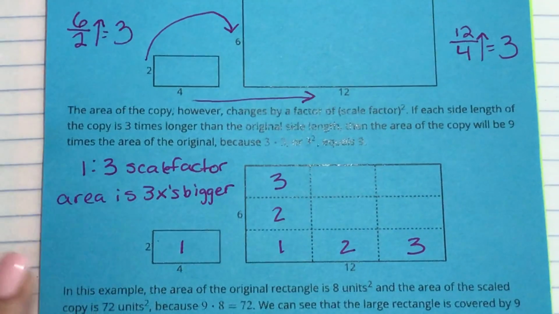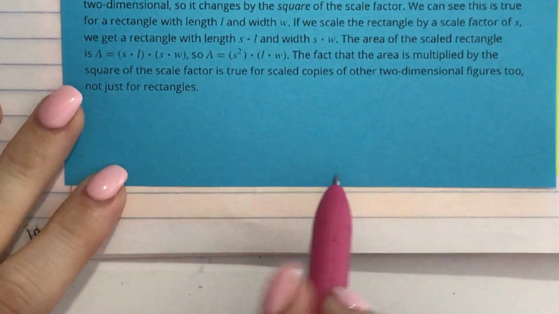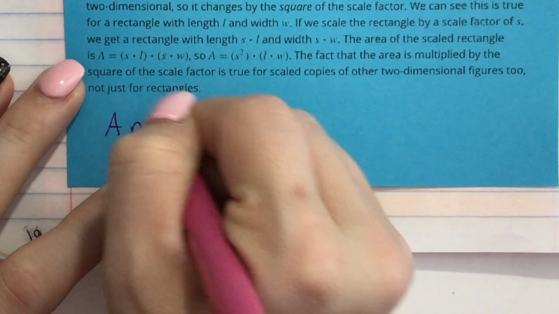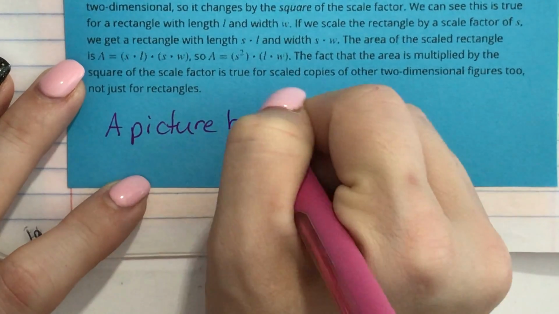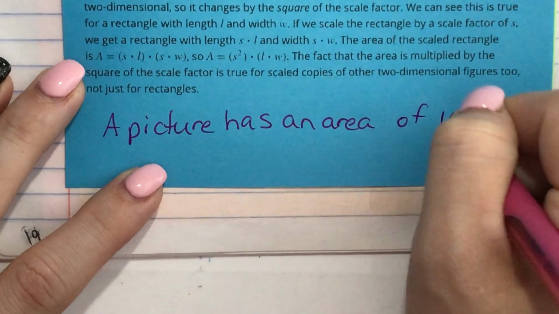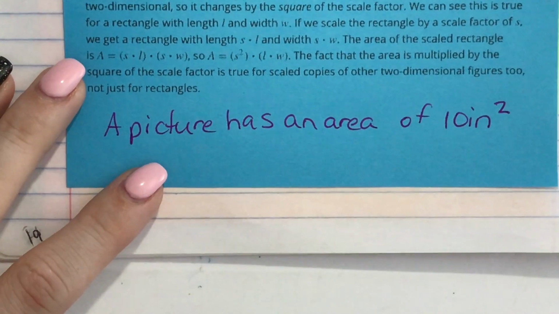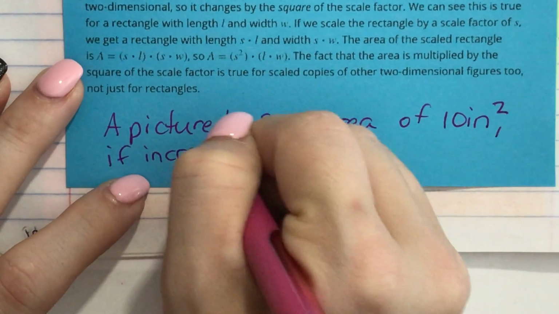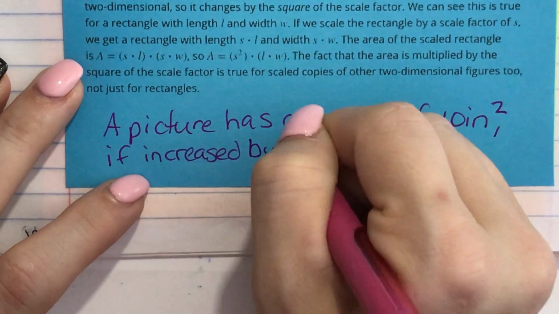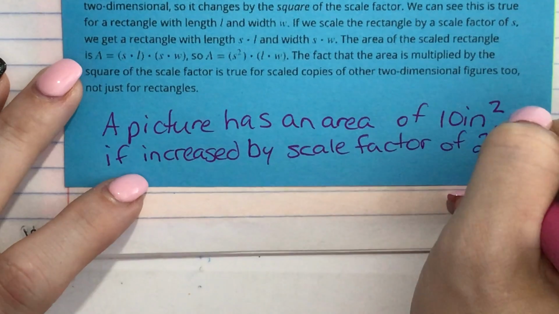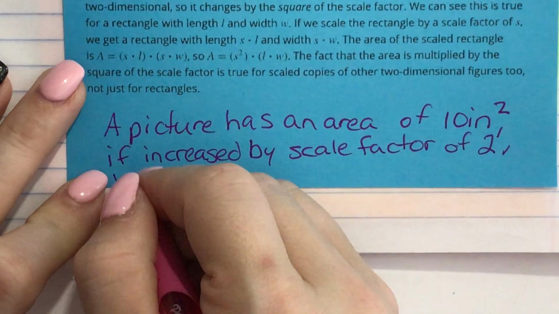All right, so I want us to try one thing at the very bottom. I want you to write down here: A picture has an area of 10 inches squared. If increased by scale factor of 2, what is the new area?